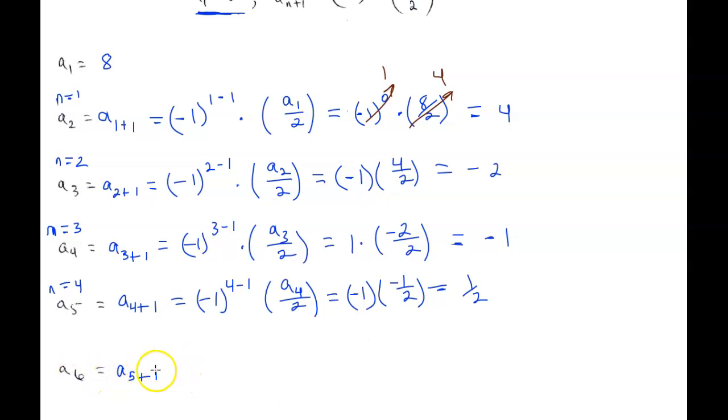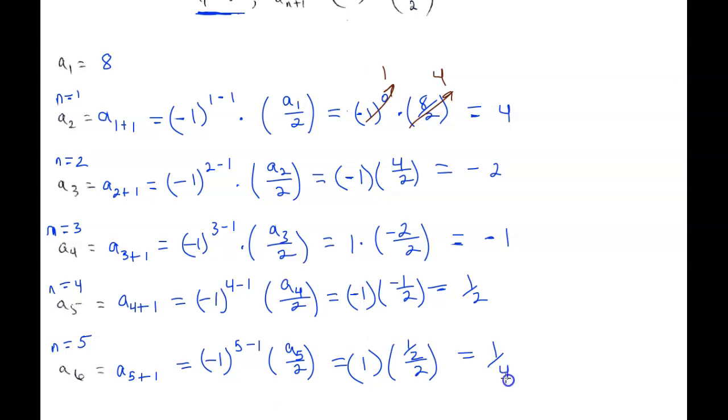a sub 6 is the same as a sub 5 plus 1. So here this means that n is equal to 5. And of course here, negative 1 raised to the 5 minus 1, that's just going to be a positive 1. And a sub 5, of course, is 1/2. We divide that by 2, and we see that we end up getting a positive 1/4.